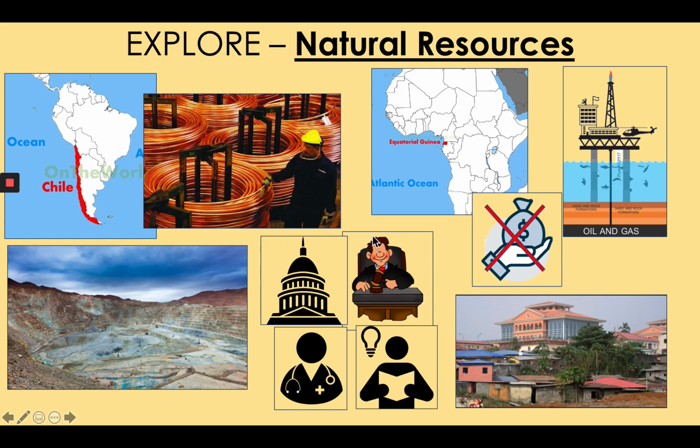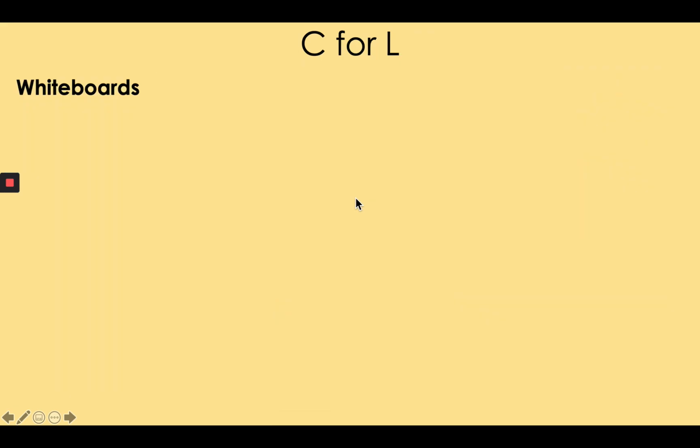So natural resources can go either way, depending on what the country has before it discovers them. Let's check your understanding. Question 1. What is a natural resource? And give me 2 examples.